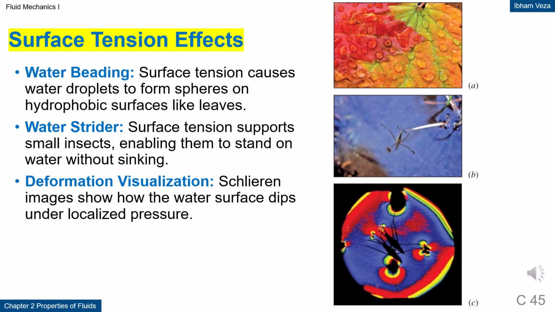Surface tension effects. Surface tension causes water droplets to form nearly spherical shapes on leaf surfaces. This phenomenon also allows small insects to stand on water without sinking. This force acts at the fluid interface and tries to minimize surface area. This visual example shows that surface tension has real mechanical effects. Many small-scale phenomena are dominated by this force.